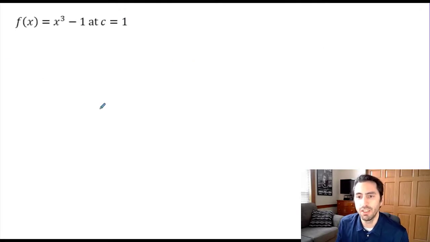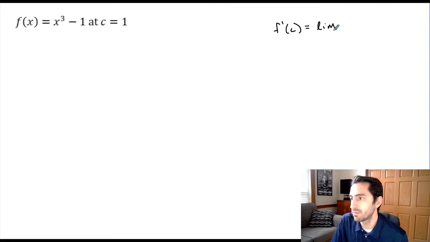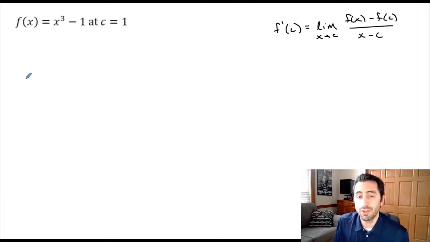So I have a function f of x is equal to x cubed minus 1. And then let's find the tangent line at the value c equals 1. So just as a reminder here, I'll write down our formula. So f prime of c is equal to the limit as x approaches c of f of x minus f of c divided by x minus c. Okay, so I want to find the equation of the tangent line. So the first thing I need to do is find the slope using our formula that we just found.